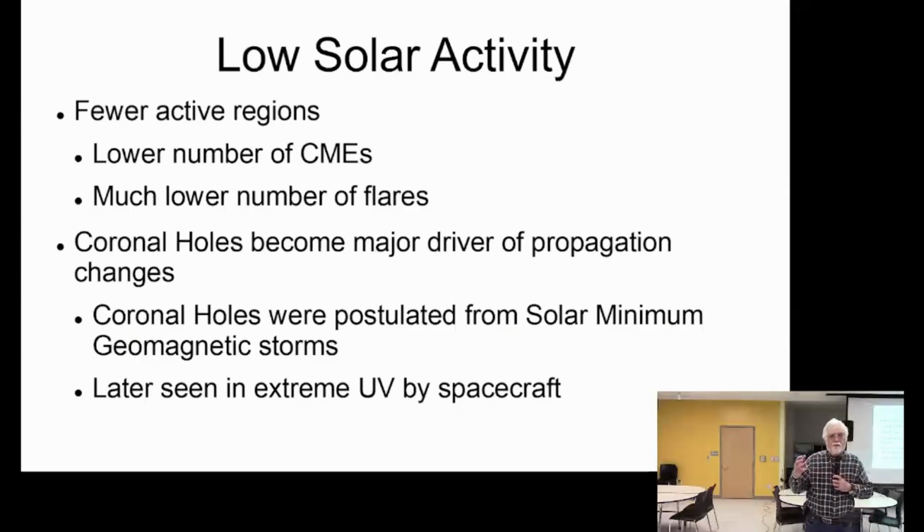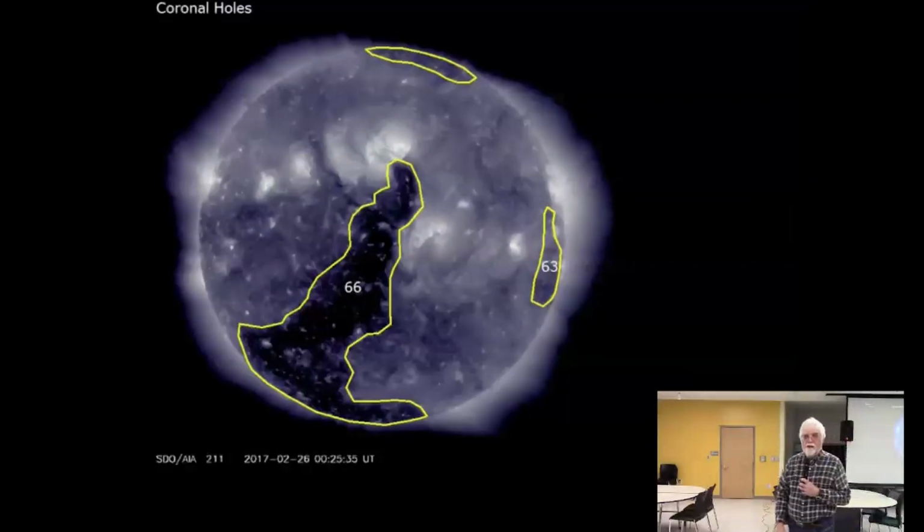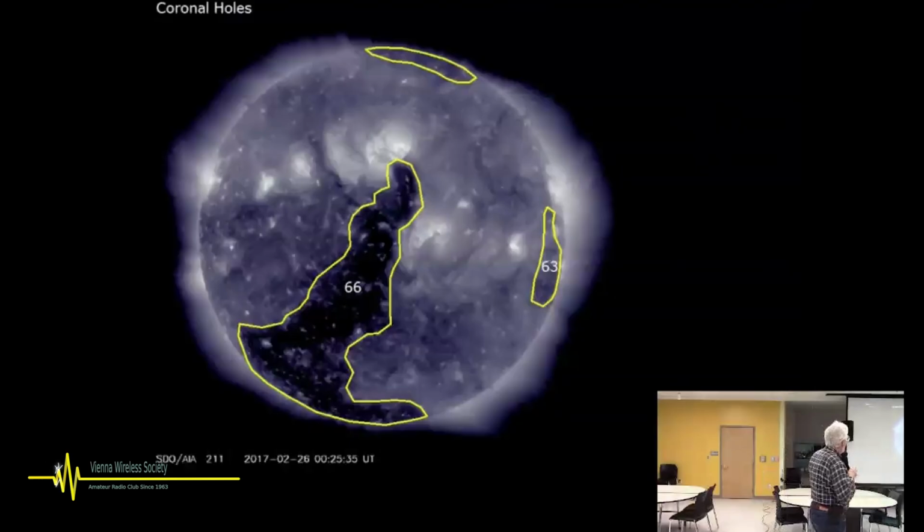Later, when you got above the Earth's atmosphere and you could look at the sun in ultraviolet, they actually saw coronal holes. Everything here that's sort of gray is looking through the corona, and the dark area is the hole. There isn't any corona there. And so the solar wind can come straight through without a problem.